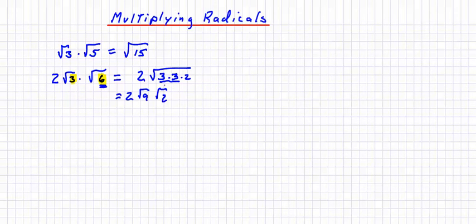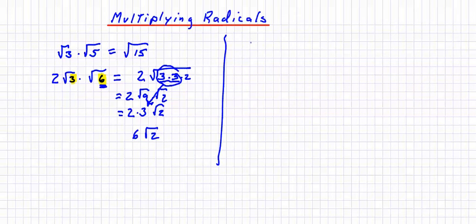So this is a step we don't have to write, but 3 times 3 is 9, and the square root of 9 is 3. Square root of 2, or 6 square root of 2. So when you see this, you can immediately go to this. There's no sense writing out that other step. All right, let's try another one.